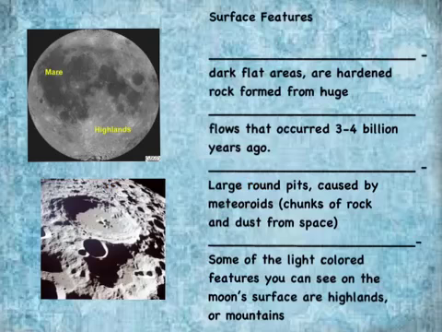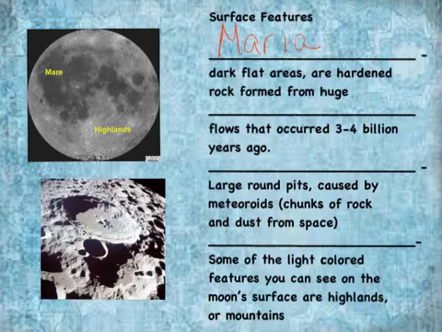We're going to move on to a couple of surface features that are important to our moon. The first one is called a maria. You might see the maria referred to as a mare. Maria is just the plural form of the word mare. And what these are are seas on the moon. Now, not like our seas that we know. They're not water, but they're actually dark, flat areas on our moon that are hardened rock that were formed by lava billions of years ago.